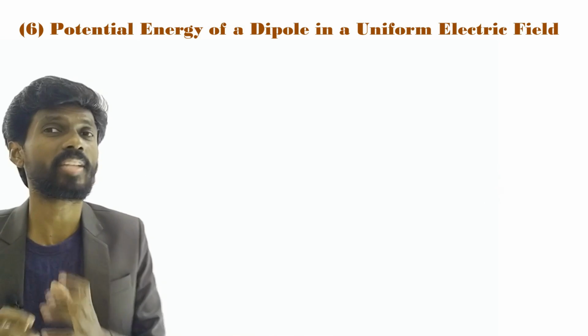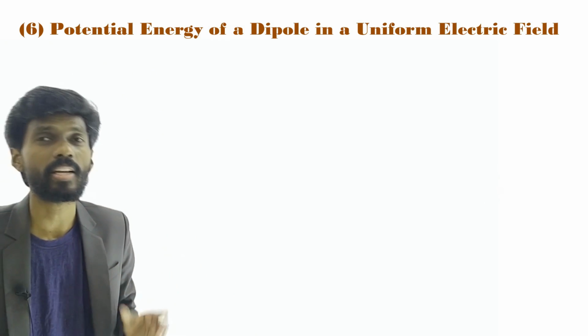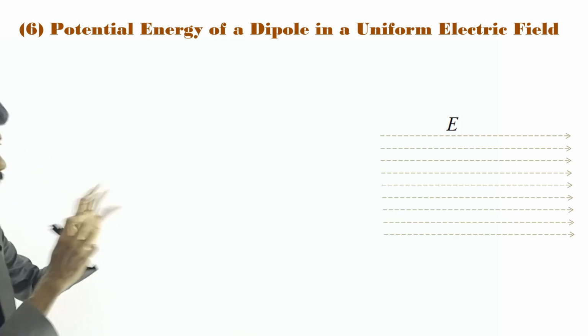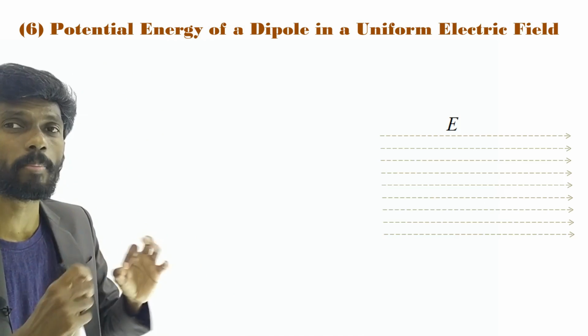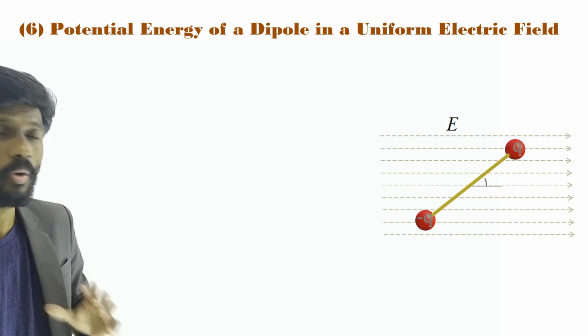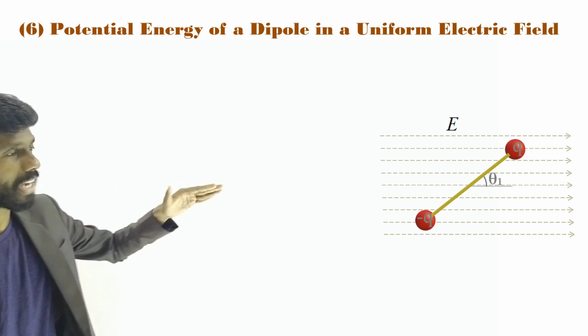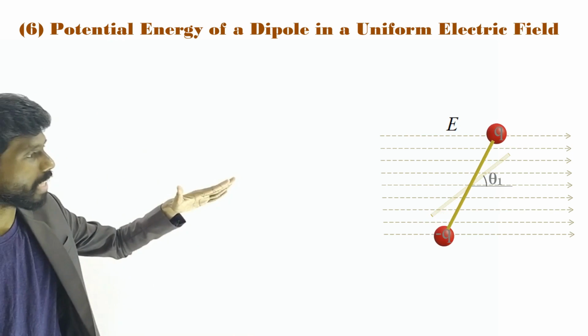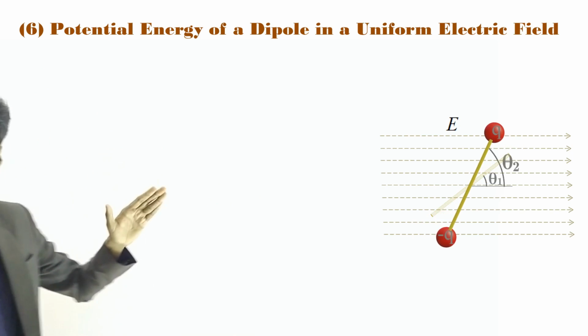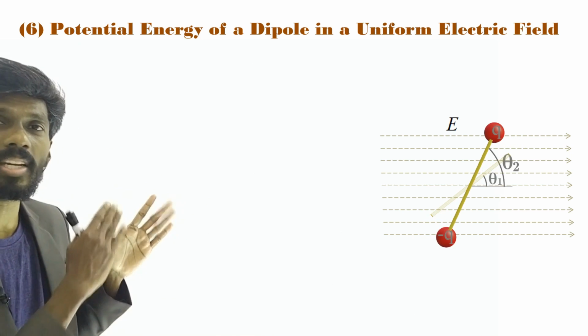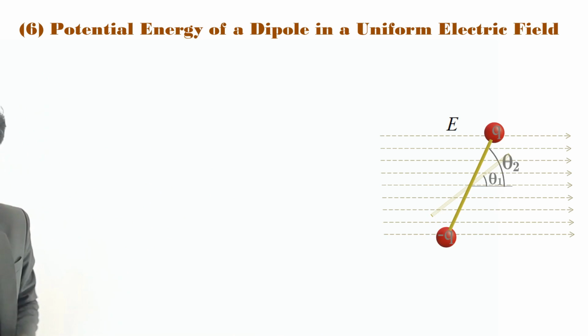We'll find the potential energy of a dipole due to a uniform electric field. In the last case also we had a uniform electric field and we found the torque on a dipole. Now we will find the potential energy. Initially this dipole makes some angle theta 1, and then the angle is increased, now it becomes theta 2. So there will be a change in potential energy, and that change in potential energy is what we need to find.